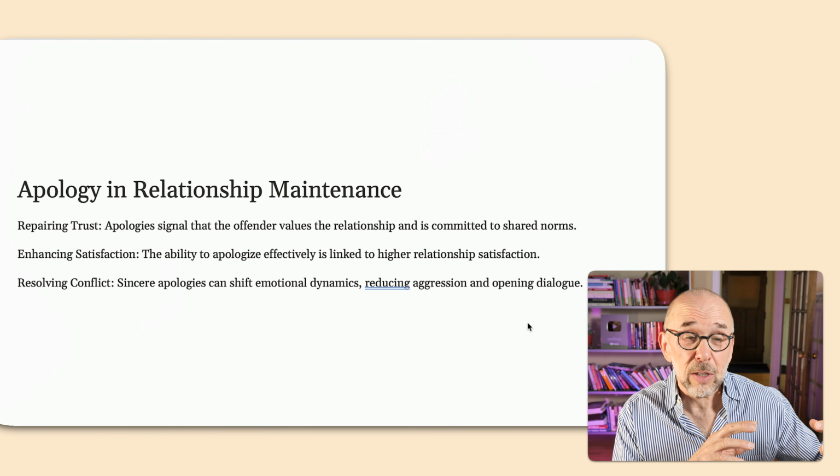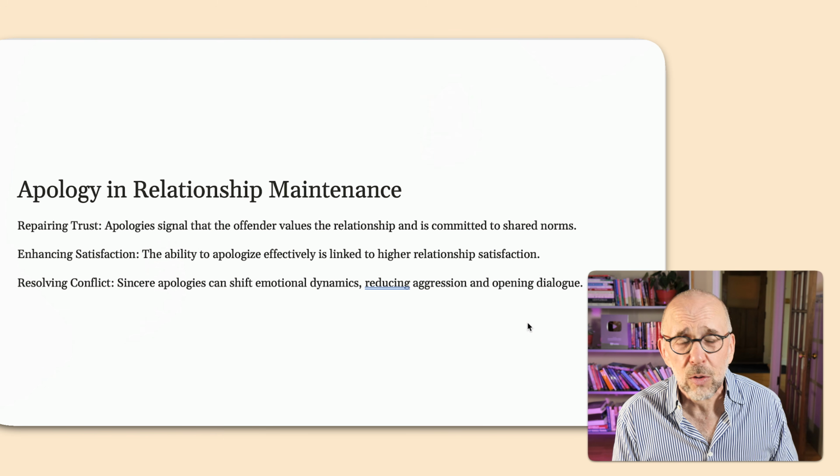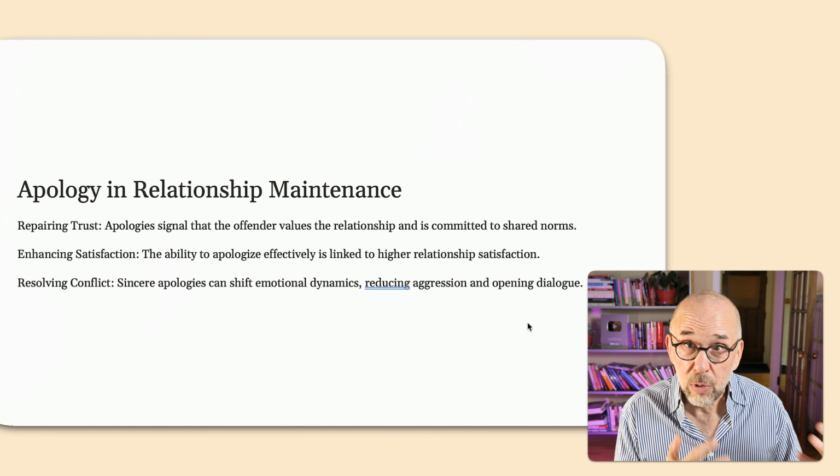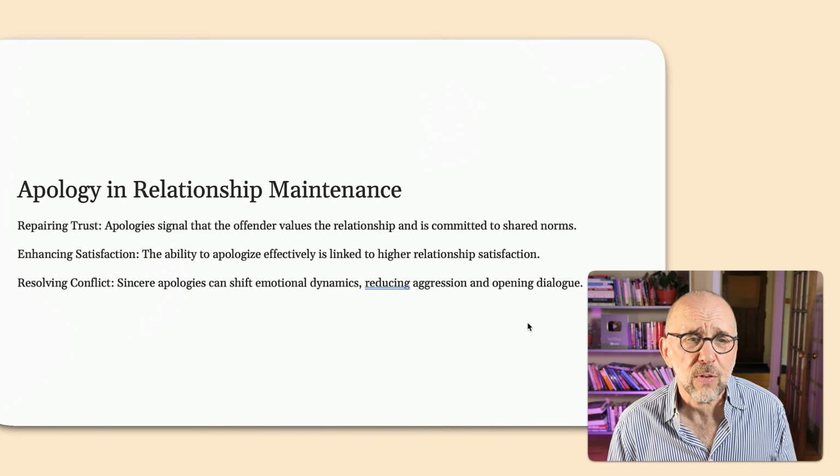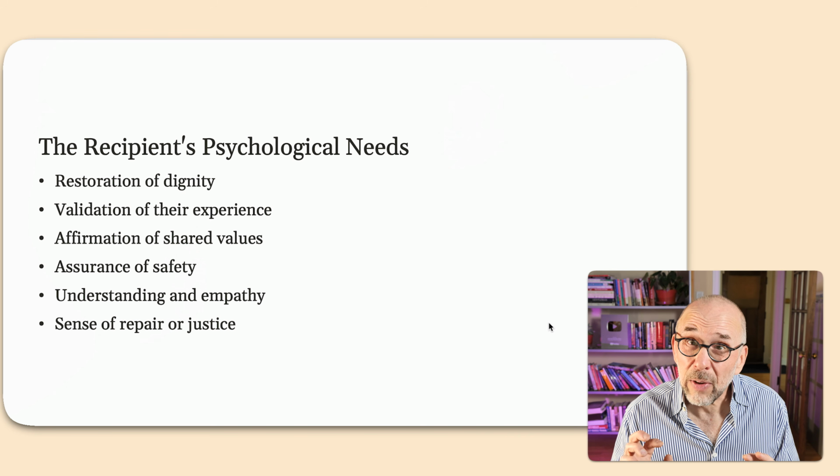And apologies can resolve conflict. And you see this both at the level of nation states where they apologize to one another, or in terms of historic wrongdoing, like in the case of the Truth and Reconciliation Commission in South Africa, and also in interpersonal relationships. So what does a person need who's receiving an apology?